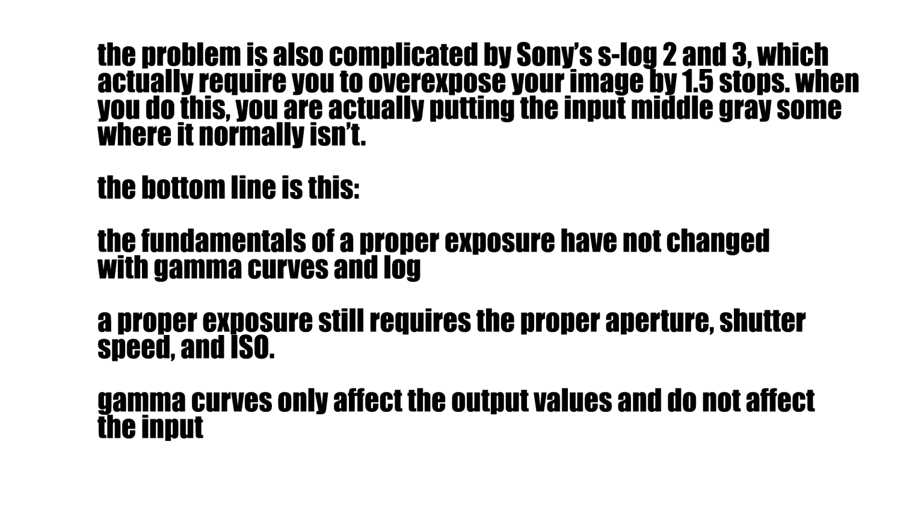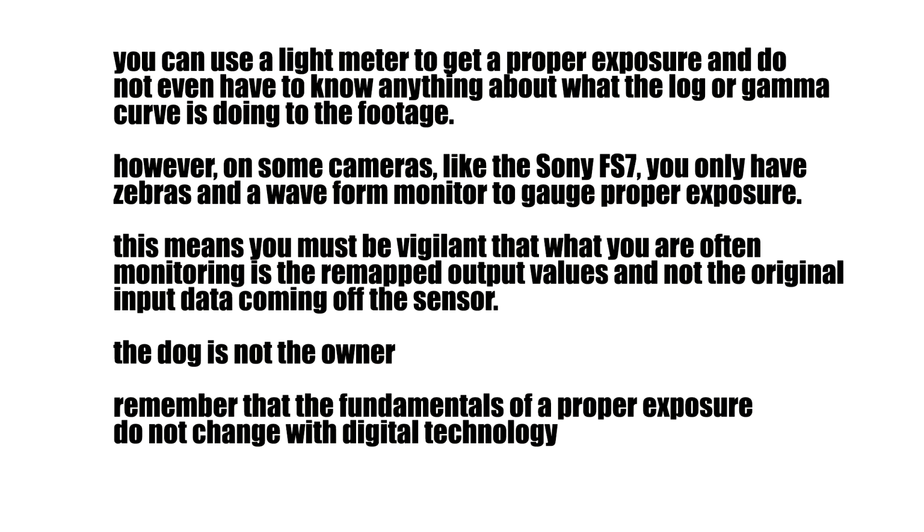So the bottom line is this, and I hope this is helpful to you. The fundamentals of a proper exposure have not changed with gamma curves and logs. A proper exposure still requires a proper aperture, shutter speed, and ISO. And just like all the things that a light meter has, gamma curves only affect the output values and do not affect the input. So you can still use your light meter to get a proper exposure. And what the gamma curve is doing to it, you really don't even need to worry about, except for maybe making sure that you're not clipping your highlights.